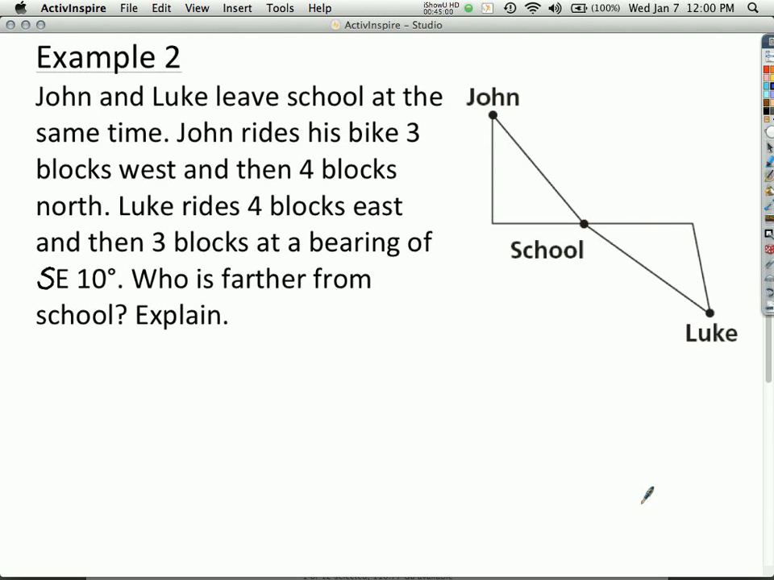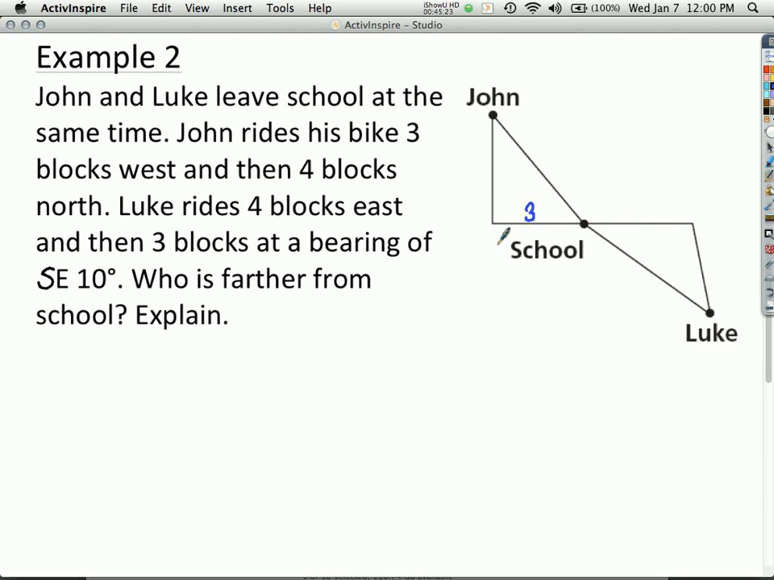So we have two characters in the story, John and his cousin Luke. John rides his bike 3 blocks west. So I'll start us off. This is the school. West is this way. So John rides 3 blocks to the west.